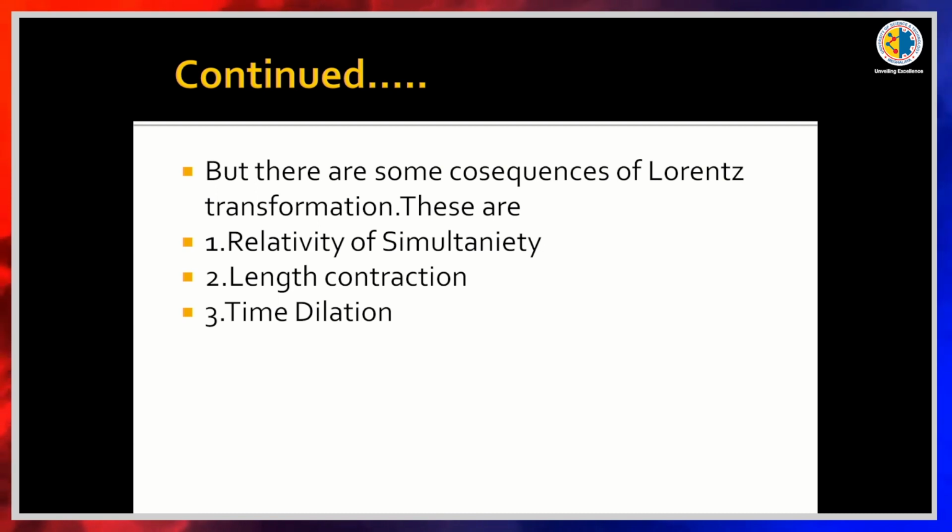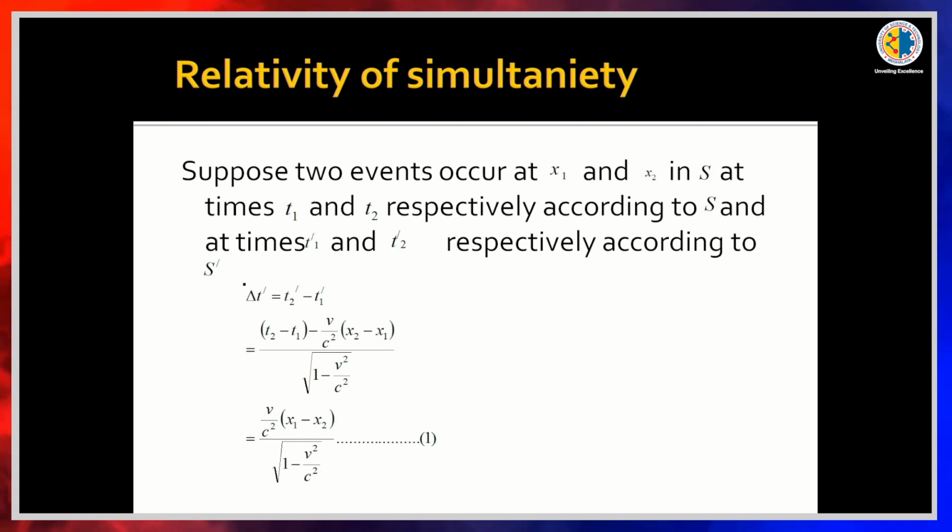Now, we know that there are some consequences of the Lorentz transformation: relativity of simultaneity, length contraction, and time dilation. Now we are going to discuss relativity of simultaneity. Suppose two events occur at x1 and x2 in S at times t1 and t2 respectively according to the S frame, and at times t1 dash and t2 dash respectively according to the S dash frame.